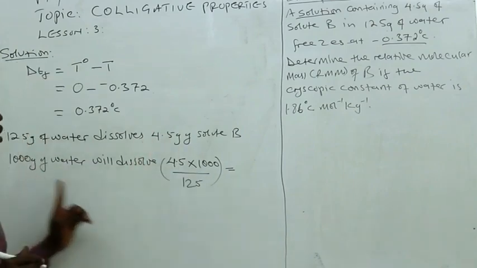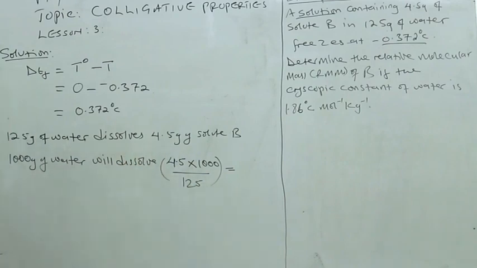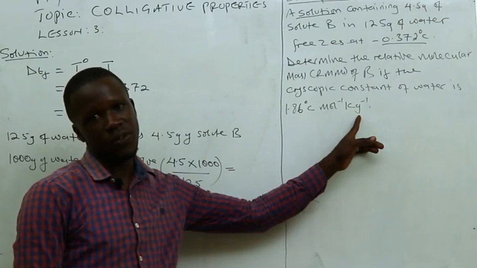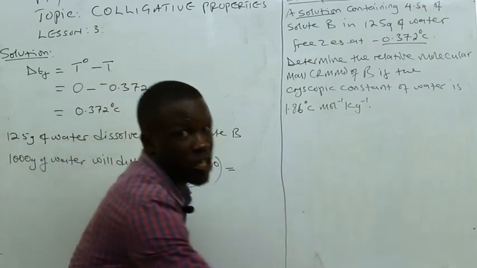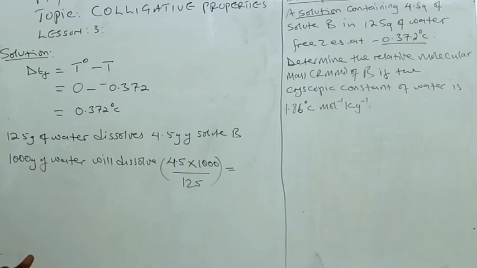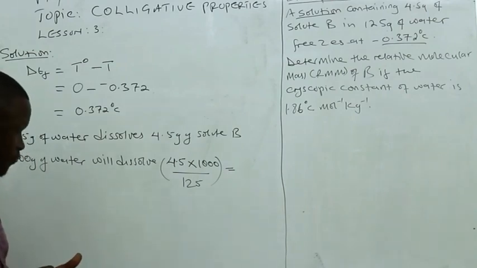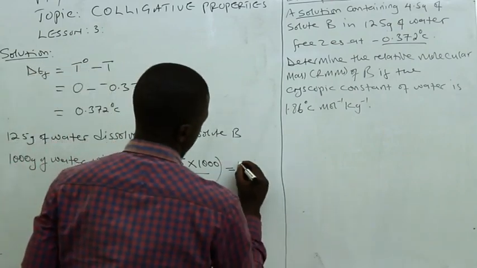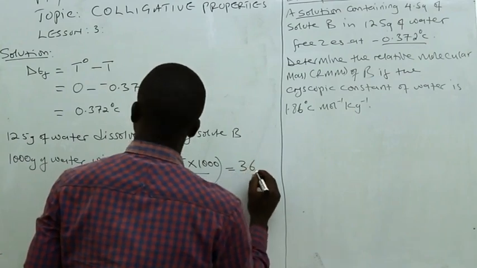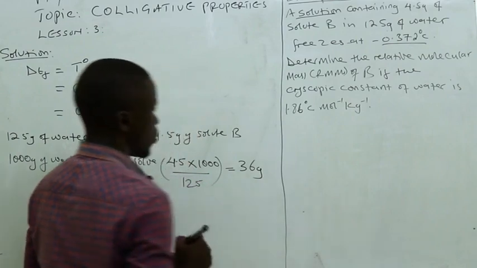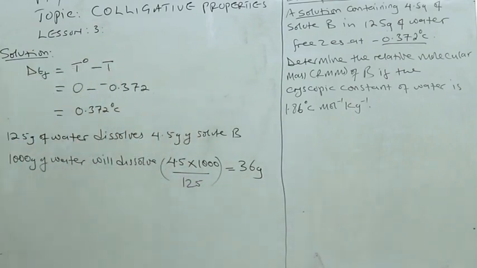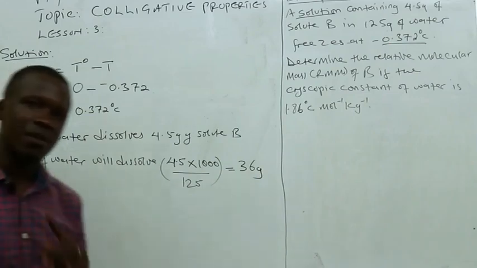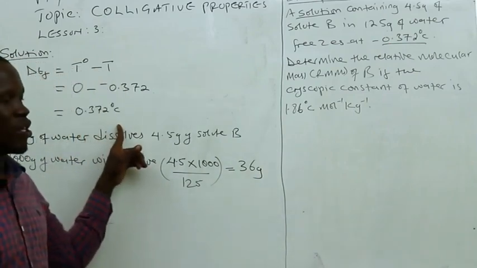Why am I converting it to 1,000 grams? Because my constant was given in 1,000 grams, which is 1 kilogram. Without changing, I couldn't be able to relate them. So I would say 4.5 times 1,000 divided by 125. I get 36 grams. So 36 grams of the solute will now be dissolved in 1,000 grams of water to cause this depression.